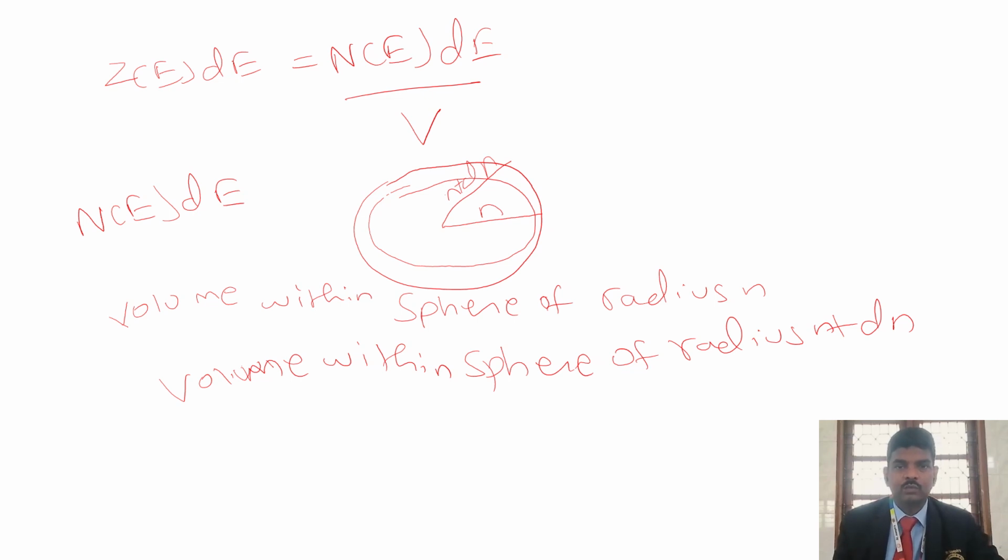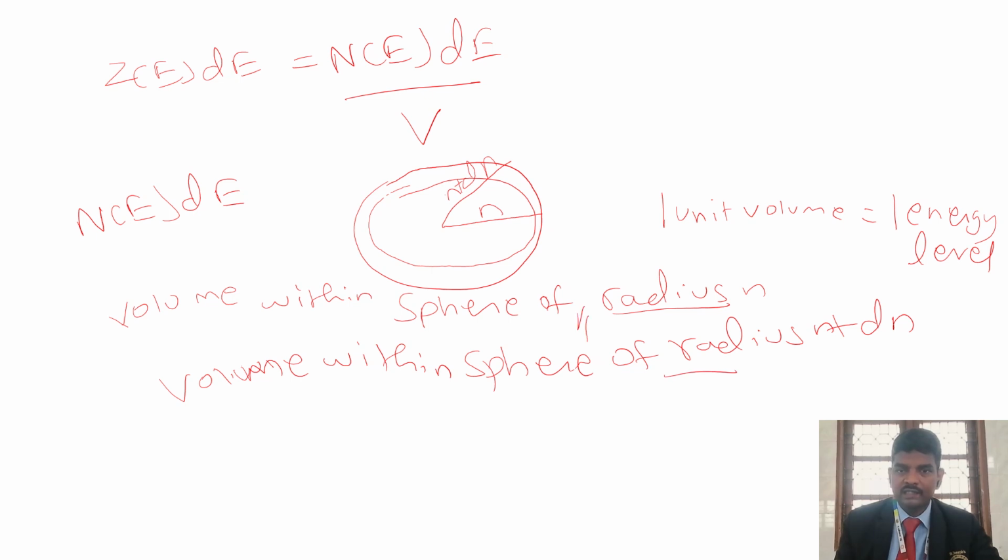What is the volume? Each unit volume represents one energy level. I make an assumption: one unit volume is equal to one energy level. So whatever the volume is equals the number of energy levels. So I find this volume and this volume, and I just subtract these two volumes to get the in-between energy levels.